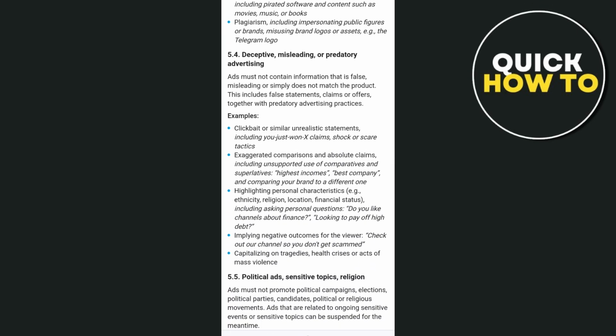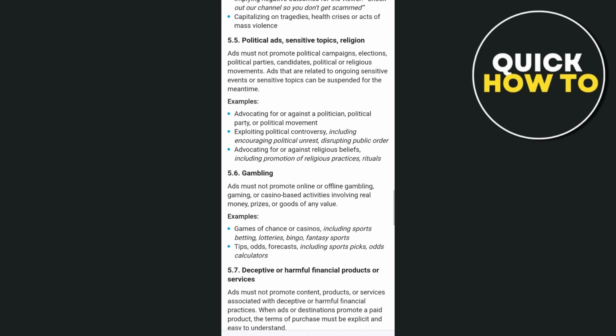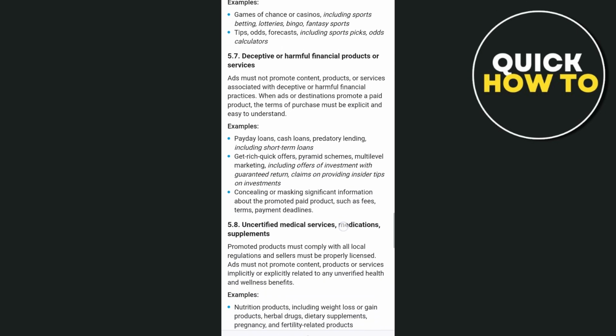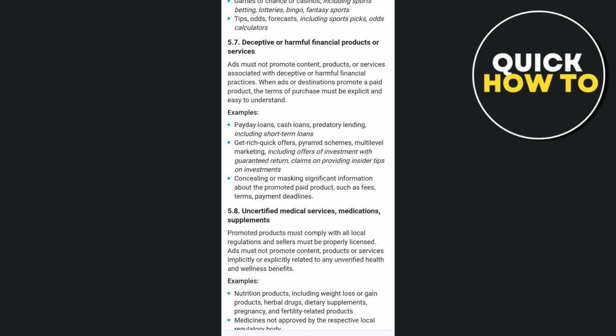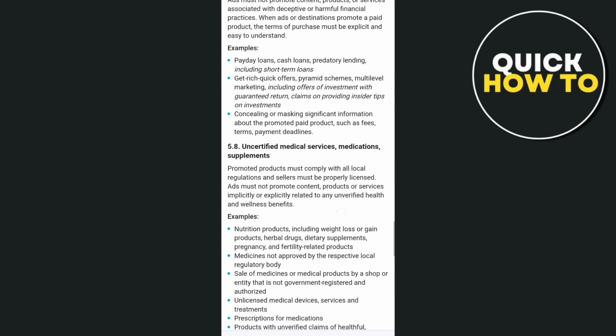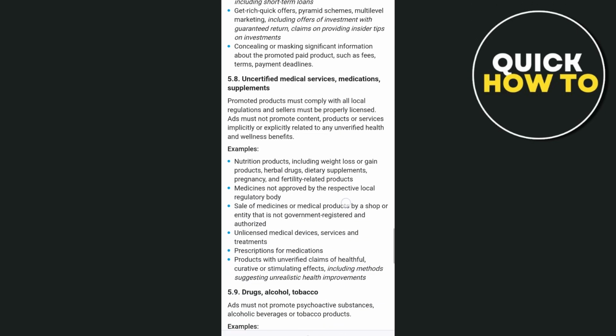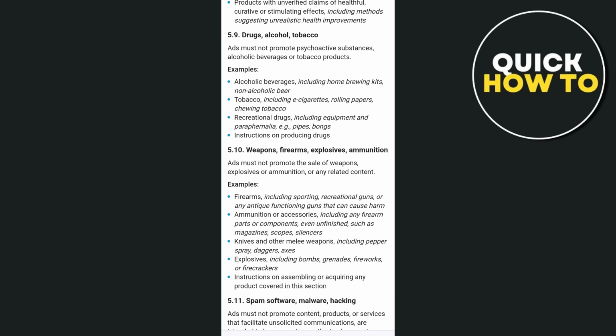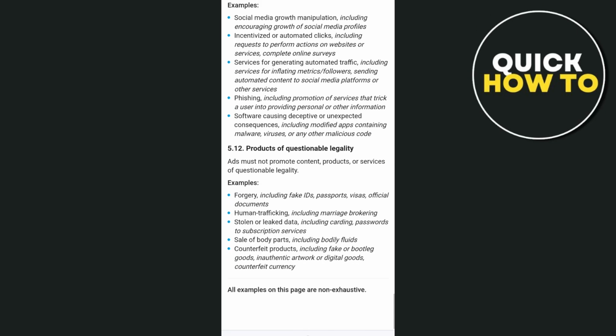And number six, targeting restrictions. Verify that your ad targeting is within Telegram's guidelines. Certain targeting options might be restricted or require additional approval. And finally, number seven, ad format and quality. Check if your ad format meets Telegram's specifications. High quality images and clear, concise text can improve the chances of approval.